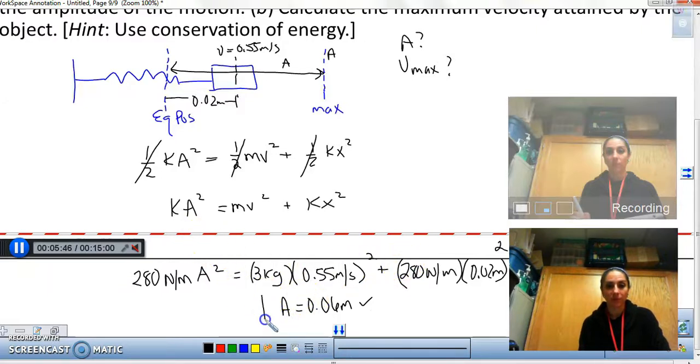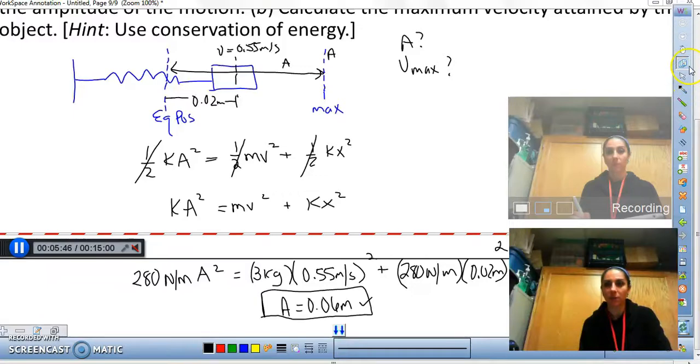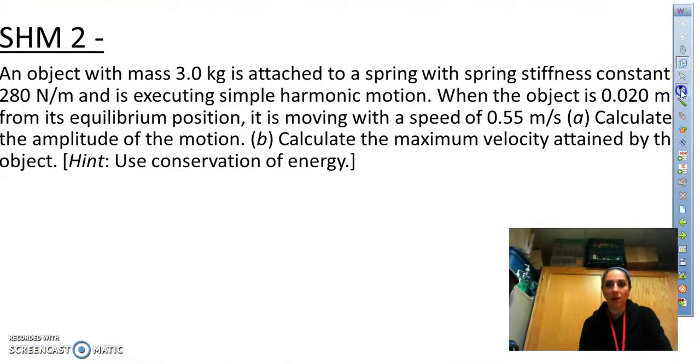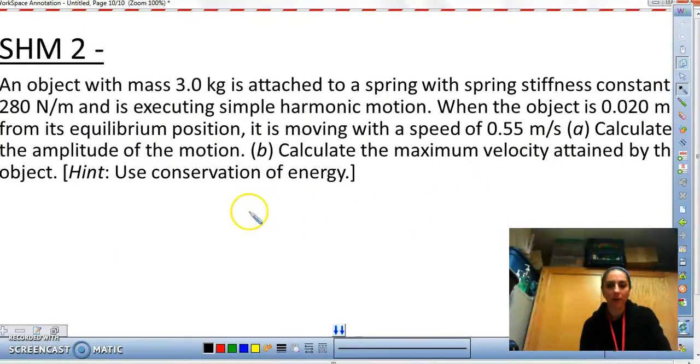So we know the maximum amplitude, and this makes sense because we know that the previous amplitude was 0.2, so the amplitude should be larger, the maximum amplitude. So that looks good. So that's part 1. Part 2 says, what's the maximum velocity? I like to solve it this way.